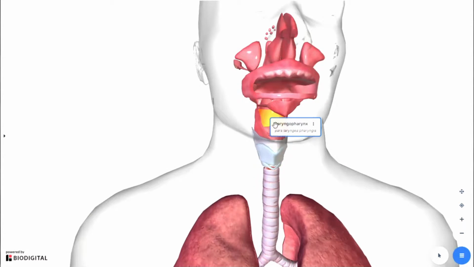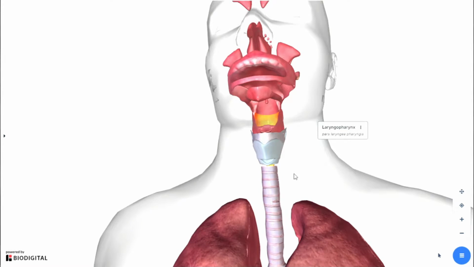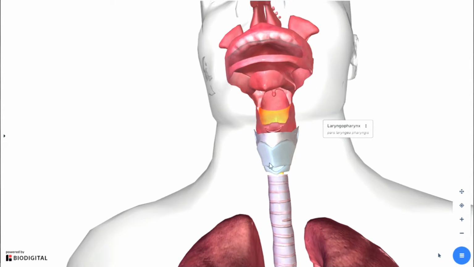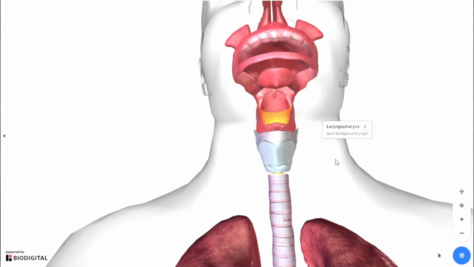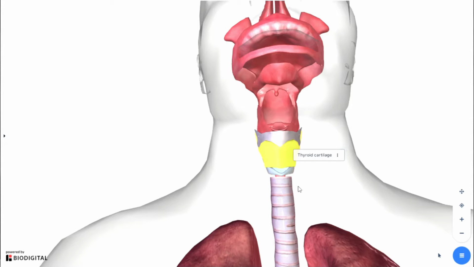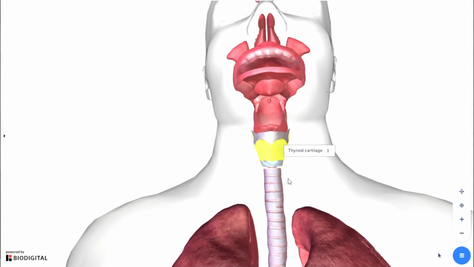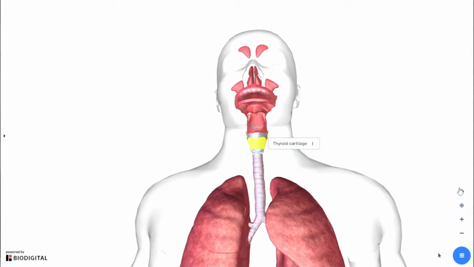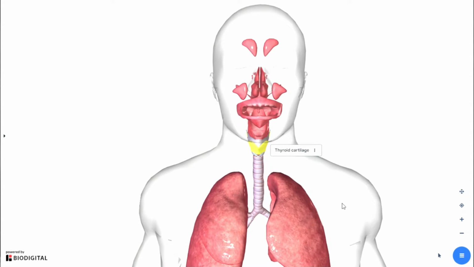Now we have the larynx, which begins at the base of your tongue. The larynx has 9 cartilages that are connected internally with muscles and ligaments. The largest of the 9 cartilages is the thyroid cartilage, as seen here. This is also known as the Adam's apple. Another fun fact: the larynx also contains our vocal cords.